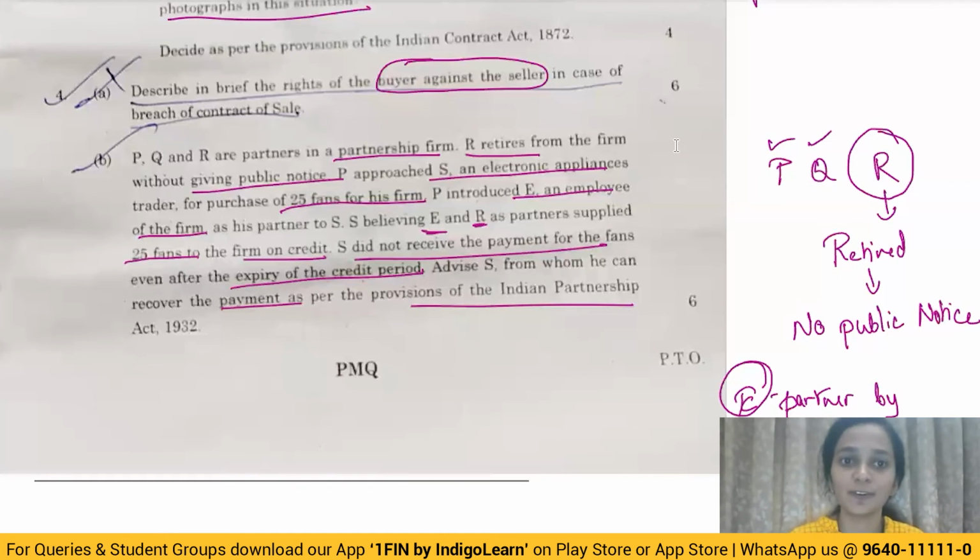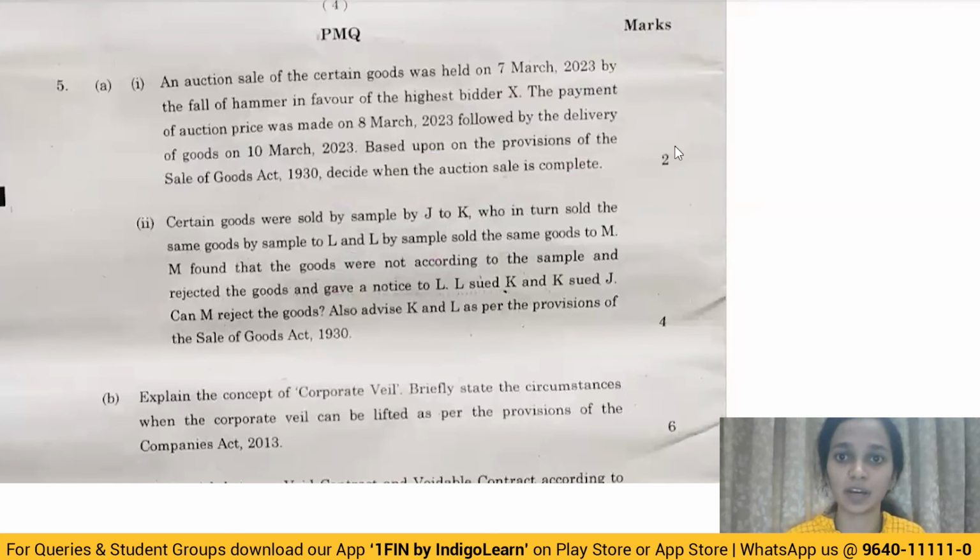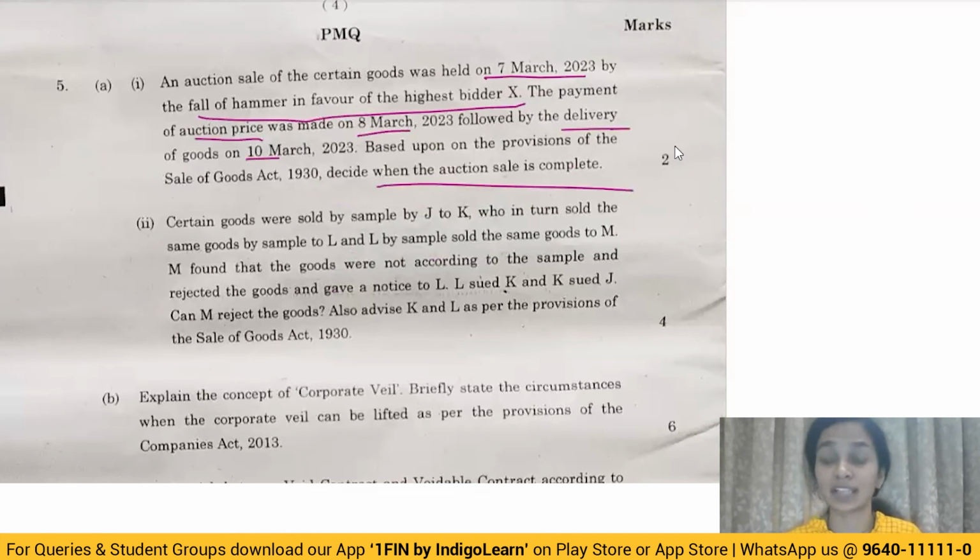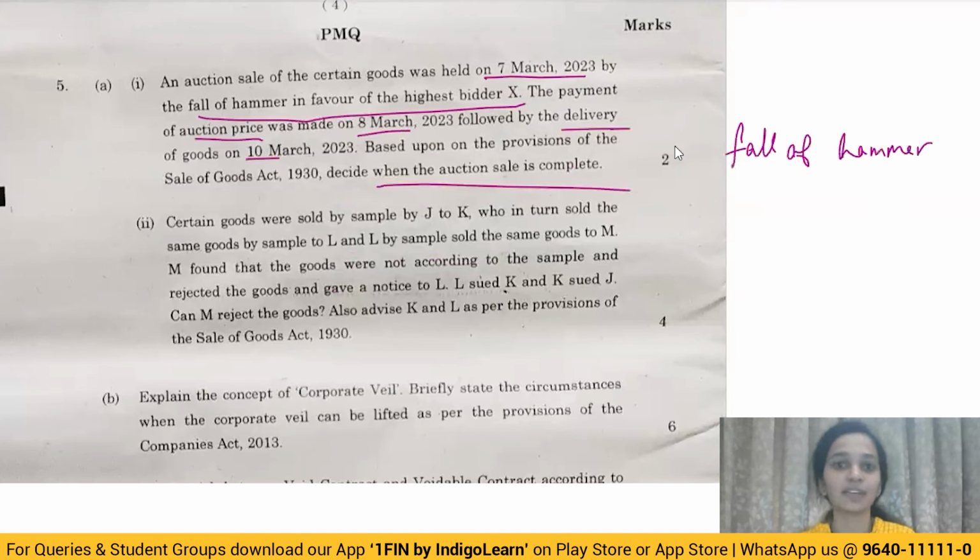An auction sale of certain goods was held on 7th March 23 by the fall of hammer in favor of highest bidder X. The payment of auction price was made on 8th March, followed by the delivery of goods on 10th March. When is the auction sale complete? Now as you all know, auction sale is complete on fall of hammer. So here in the situation, the fall of hammer had happened on 7th of March 23. So the date of completion of sale in this situation is also 7th of March 2023. Moving on to the next one.